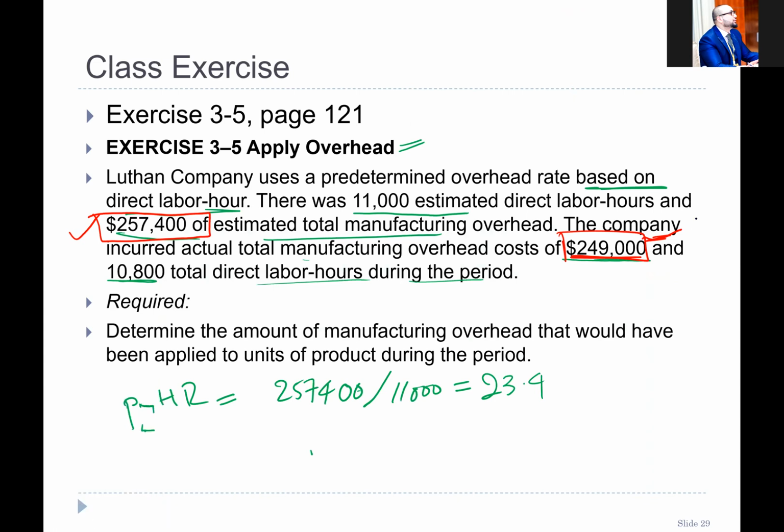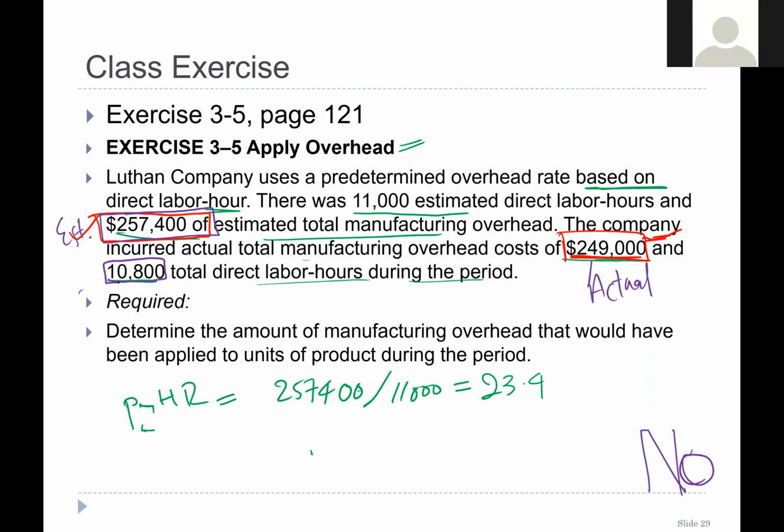Here we go. My question is, can we compare this 249,000 actual cost with the estimated 257,400? The answer is no. Why? Because this 249,000 is based on 10,800 hours, while this 257,400 is based on 11,000. Christine, David, Sipade, now you understand? Yes. So that's why we need to have a predetermined overhead rate.